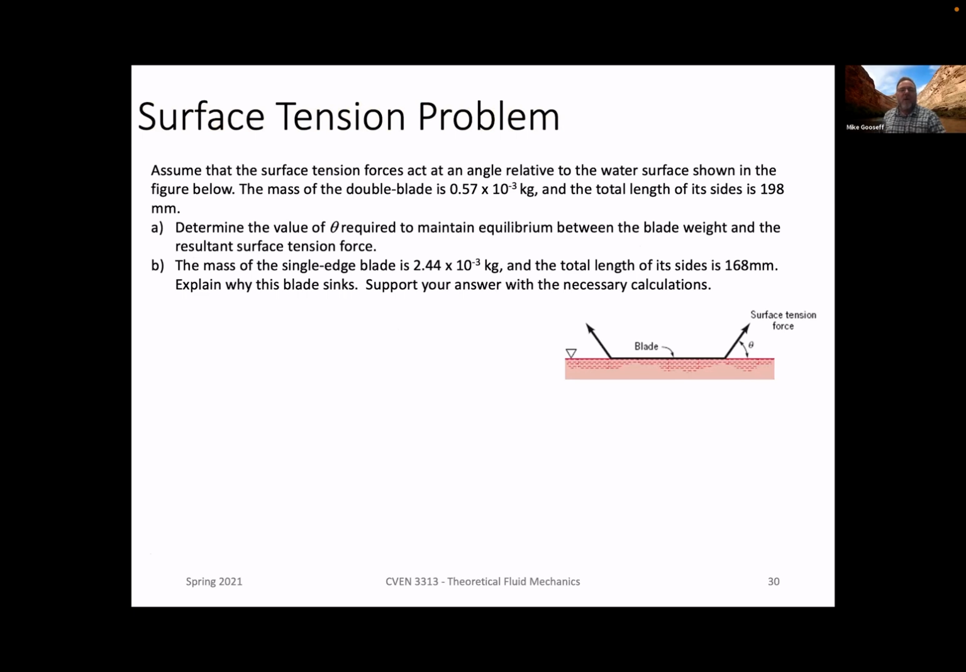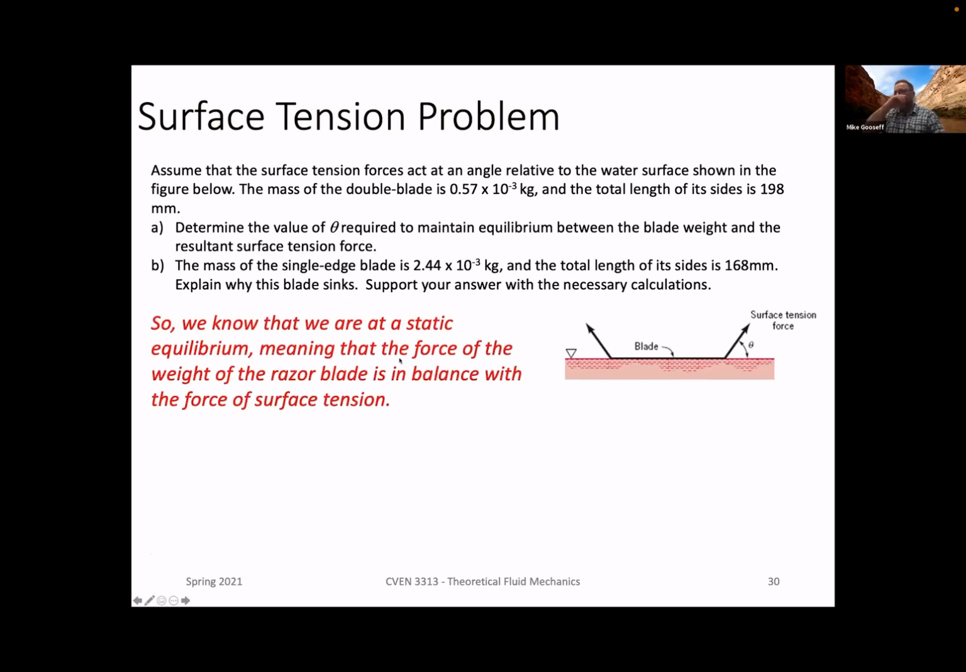Okay, so how do we start to handle this problem? We know that we are at a static equilibrium, meaning that the force of the weight of the razor blade is in balance with the force of surface tension. The question is, remember, we're going back to just trying to figure out what angle would suffice to hold the double-edged razor blade in place. So we're going to start with the sum of the forces in the z direction equals 0. We know that gravity works downward. We know that some portion of surface tension is working upward. So those two are in opposition to each other, and they should be in balance to keep the blade from sinking. So the sum of the forces equals 0.